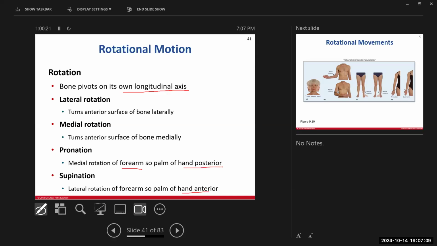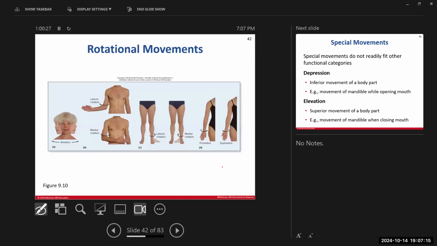Pronation, hand is posterior. Easy to remember, posterior P, pronation P, right? So let's take some pictures here. Here you can see, with just general rotation, if you ask the person to look to the left or the right, if they look to the right, that's right rotation. If they look to the left, that's left rotation.